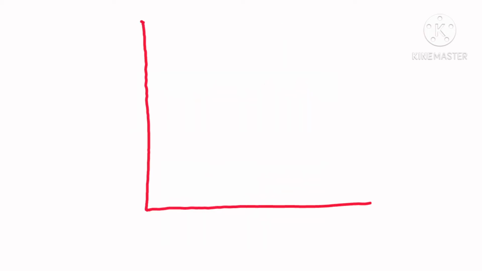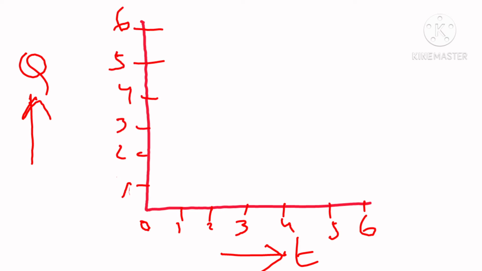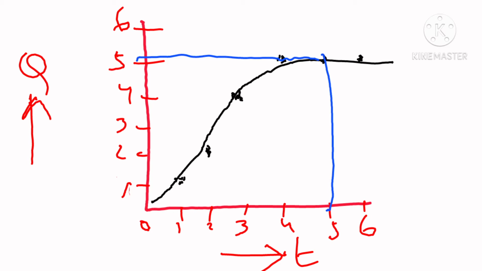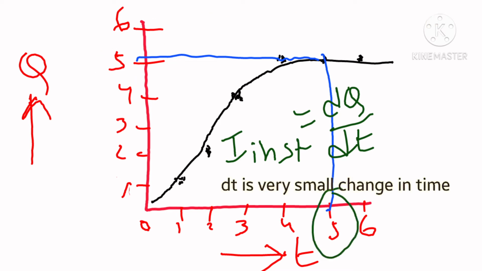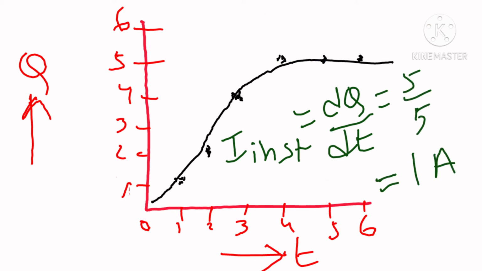To make it more clear, let us see these in the graphical form. Let the values of a variable current noted during an experiment be plotted on a graph. Join the points to get a continuous curved line. Now if I ask you what is the charge at 5 seconds, the answer will be 5 coulomb. So the instantaneous current at 5 seconds equal to dq by dt. This is dq and this is dt, that is 5 divided by 5 equal to 1 ampere.